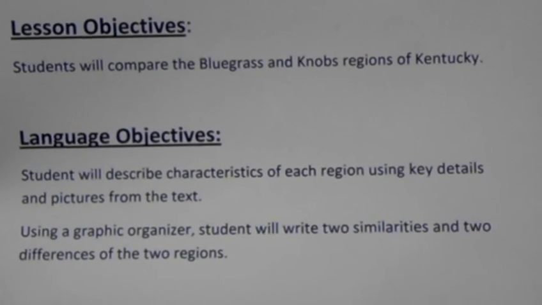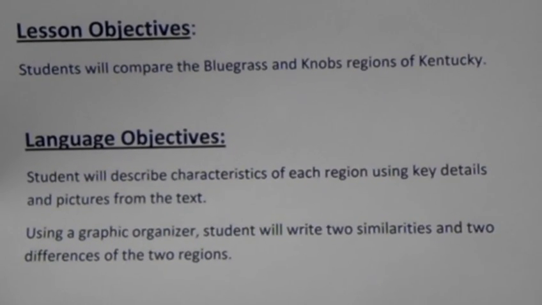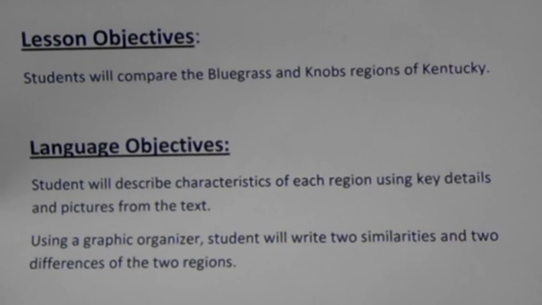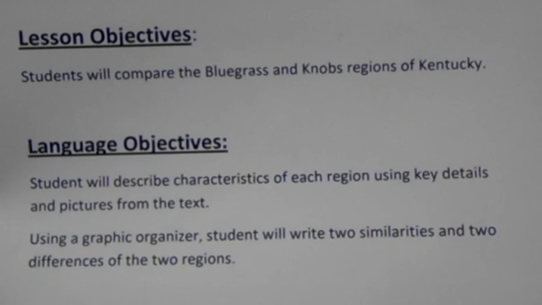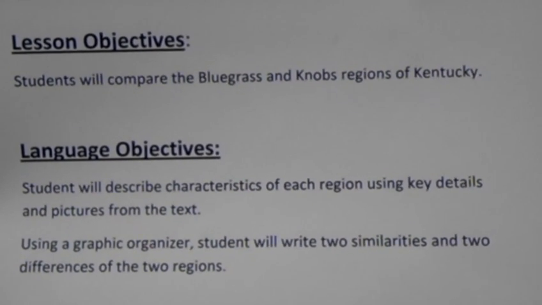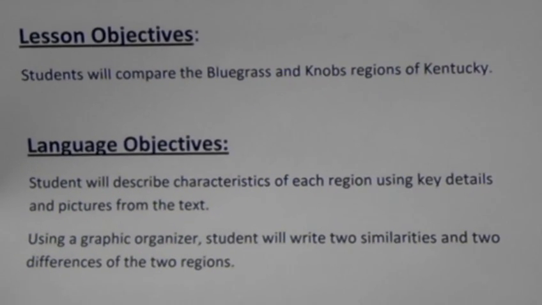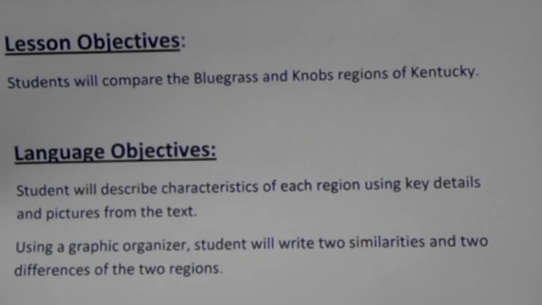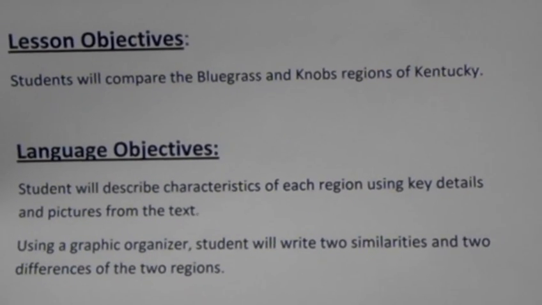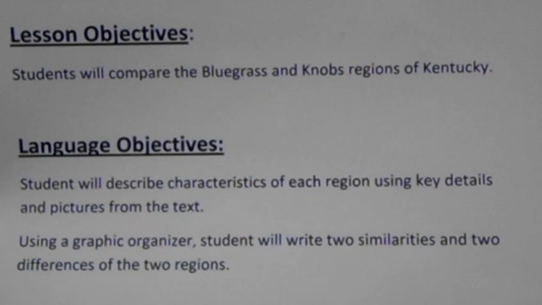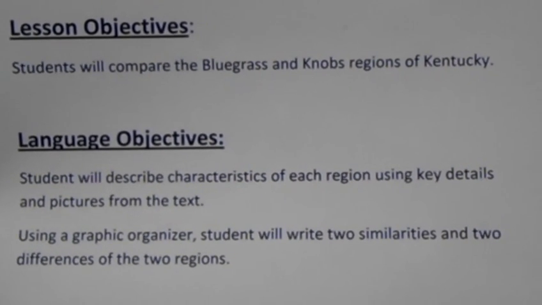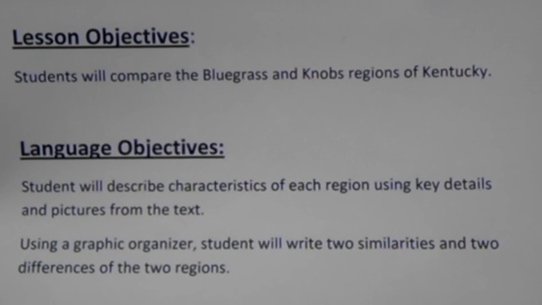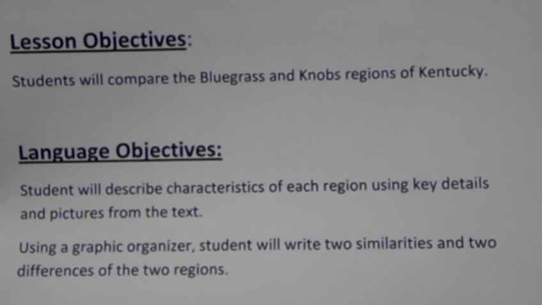So those are my 2 language objectives, and this just clearly outlines and states exactly what the student will need to do in using the English language to be successful in this lesson. And the vocabulary of regions and bluegrass and knobs will be pre-taught before the lesson actually begins. So there's just a snippet of how to create language objectives for your lesson.